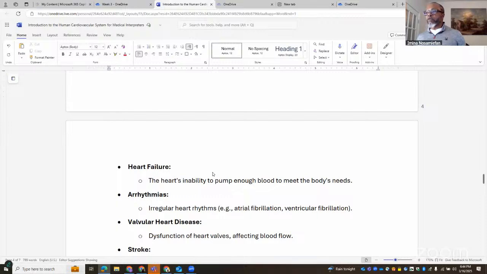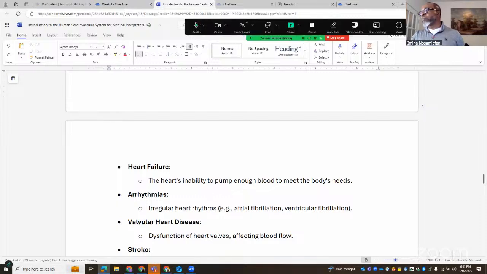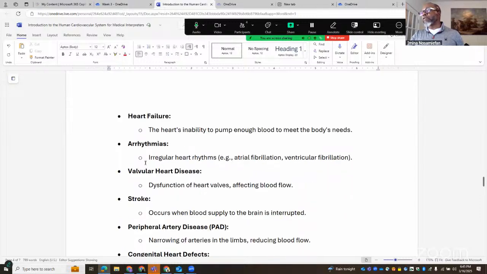Of course, we've mentioned arrhythmias, which is irregular heart rhythm: either atrial fibrillation or ventricular fibrillation, or other types of arrhythmias. Then there can be valve diseases, diseases of the heart valves affecting blood flow. It could cause regurgitation. Regurgitation is when the blood flows back.